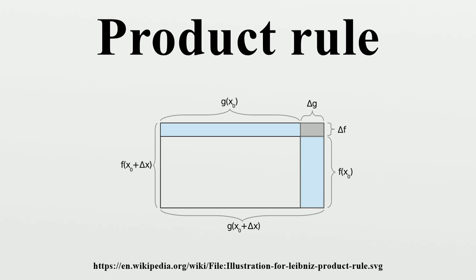To find h, we need to find the limit as delta x goes to 0 of the first two terms of the right-hand side of this equation correspond to the areas of the blue rectangles. The third corresponds to the area of the gray rectangle. Using the basic properties of limits and the definition of the derivative, we can tackle this term by term.